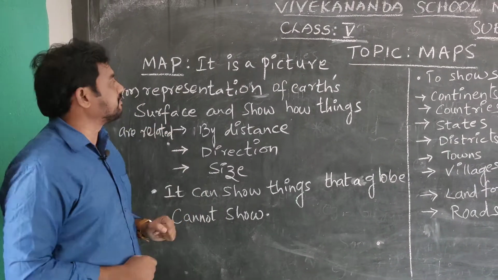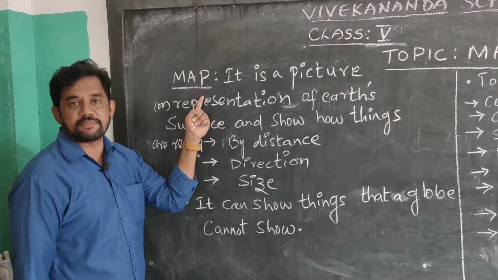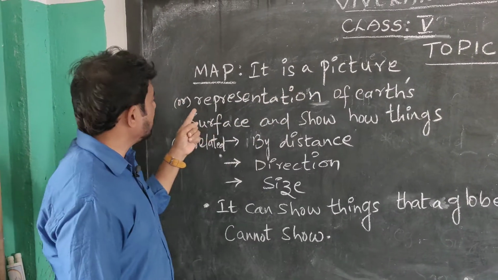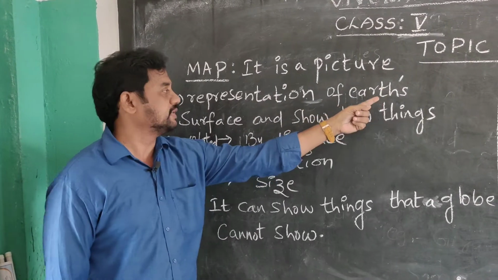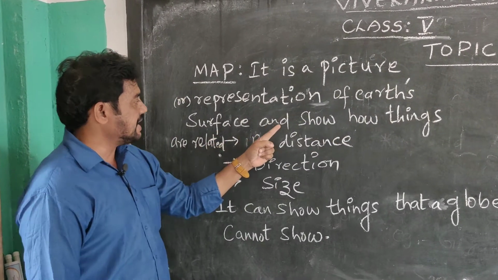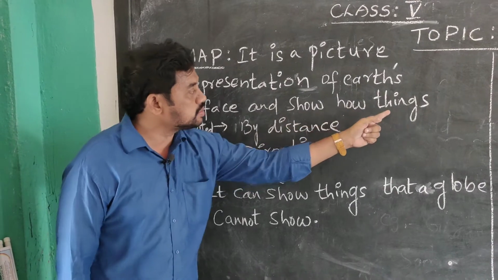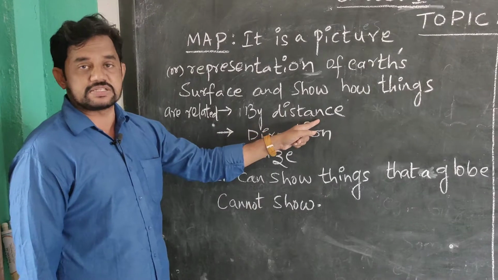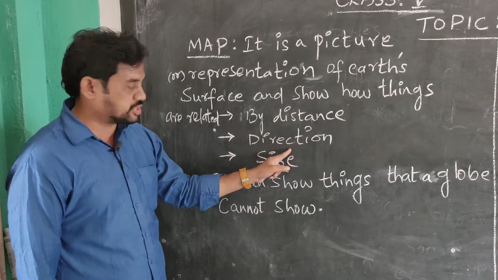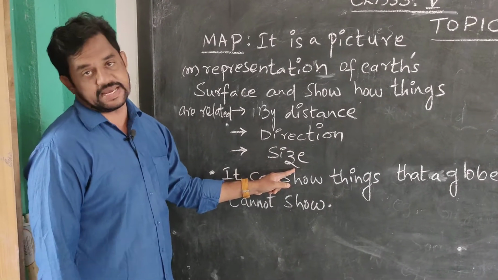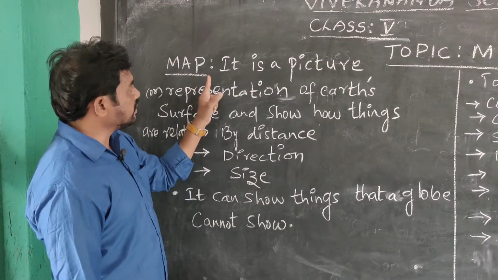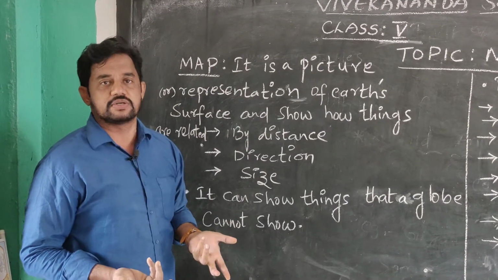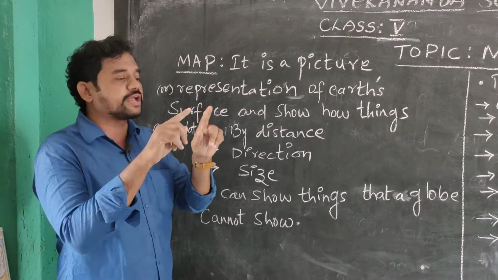I want to define it perfectly for you. So what is a map over here? It is a picture or representation of Earth's surface and it shows how things are related by distance and also by direction and also by size. For example, now you understood it is a picture. Yes, something that we draw is called a picture. So we are drawing an Indian map, we are drawing a world map.